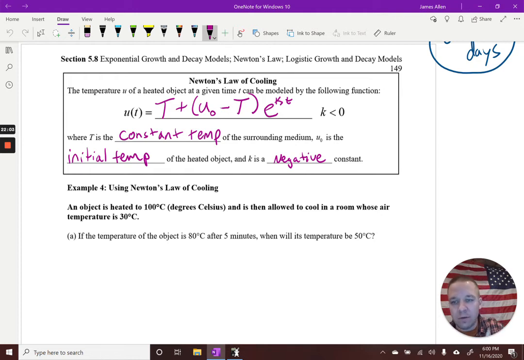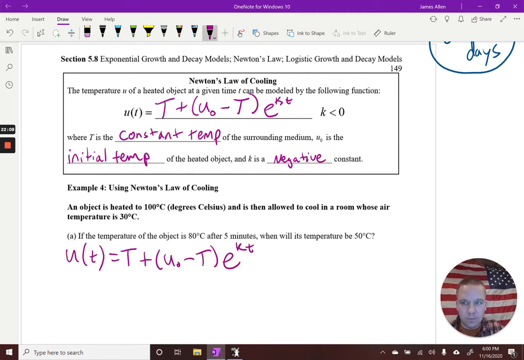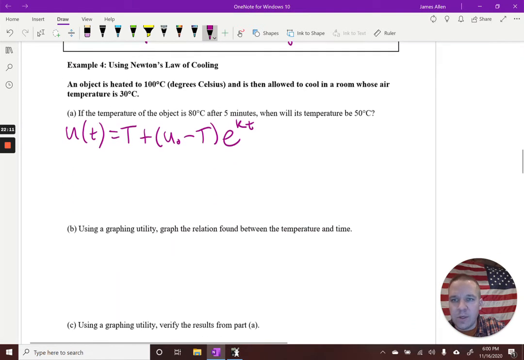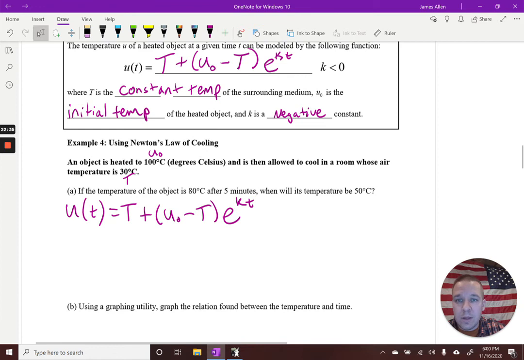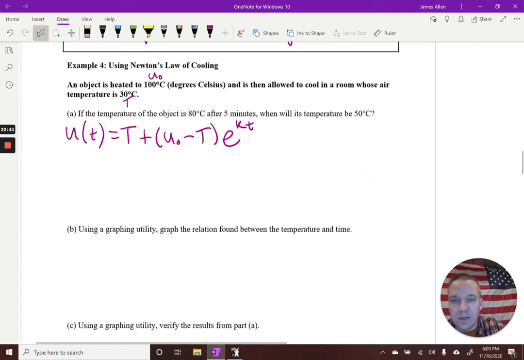Okay, so let's go ahead. I'm going to jot this down once again so we have it. Using Newton's Law of Cooling, an object is heated to 100 degrees Celsius. That would be our U naught when we take it out. It is then allowed to cool in a room whose air temperature is 30 degrees. There's our capital T, the constant temperature of the surrounding medium, and U naught is the initial temp. Perfect. Working out so far.